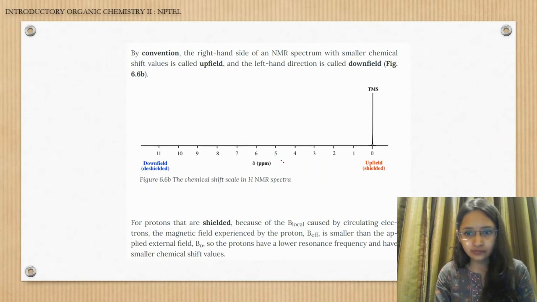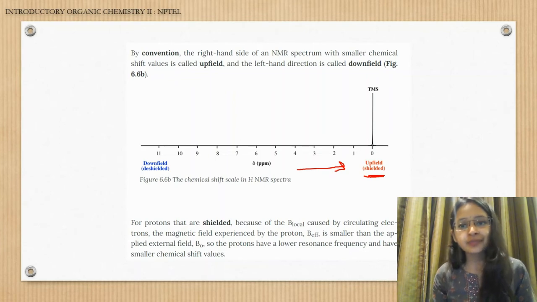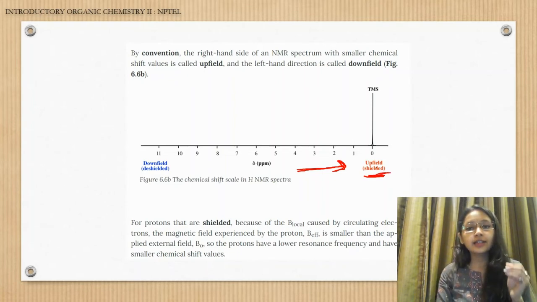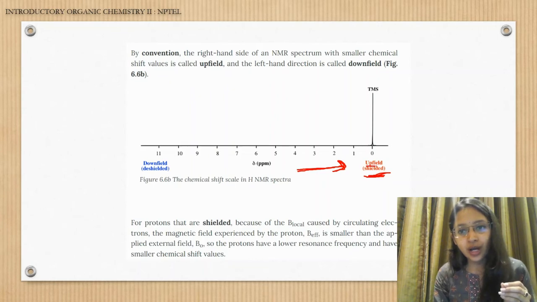When you are going towards this low chemical shift value, then you are said to have an upfield shift, or the shielded region. I have talked about the shielding effect, right? If you have a high shielding effect, then you have a low resonance frequency and a low chemical shift value. So now you can relate that if you are going towards a lower chemical shift value, then your proton is the shielded one, and you are going through an upfield situation.